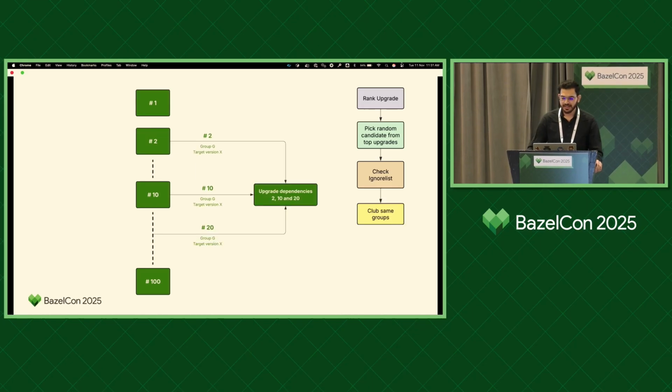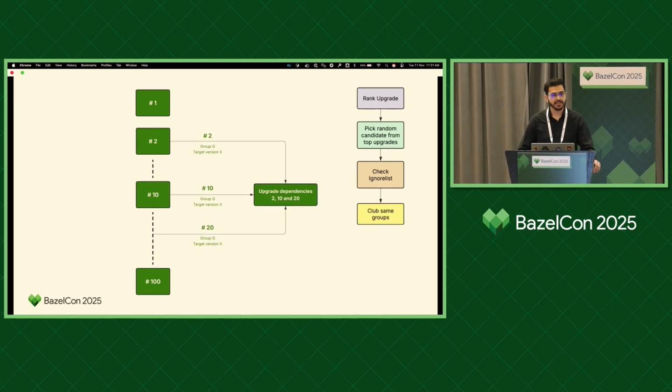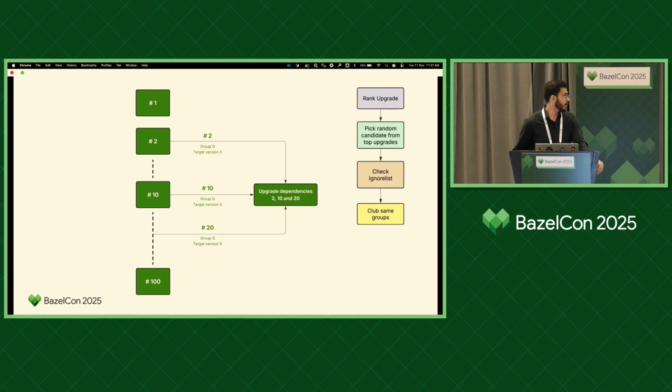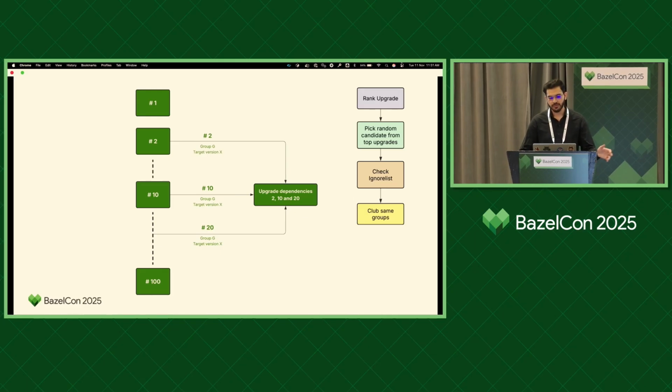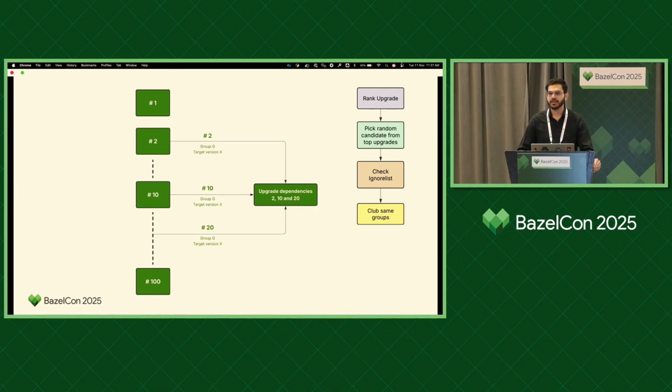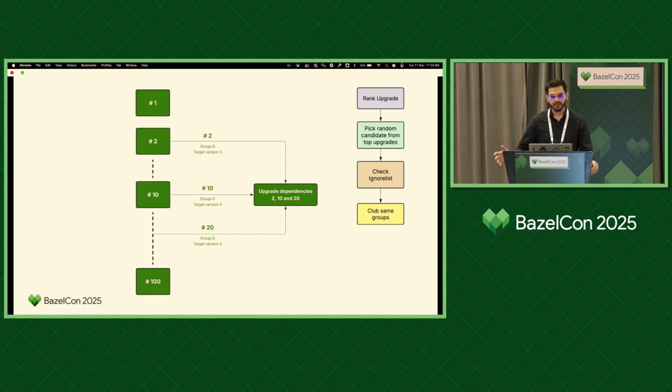Okay, so once we verify that the picked candidate is not in the ignored list, the next step is to club dependency upgrades from the same groups. In the same example, there are 2 more dependency upgrades ranked as 10 and 20. If you see, they belong to the same group G as the original picked dependency, which was ranked as 2, and the target version of all of these dependency upgrades is also the same. As a result, all of these dependency upgrades are clubbed together, and the system suggests, okay, let's upgrade 2, 10, and 20 together instead of just upgrading 2.